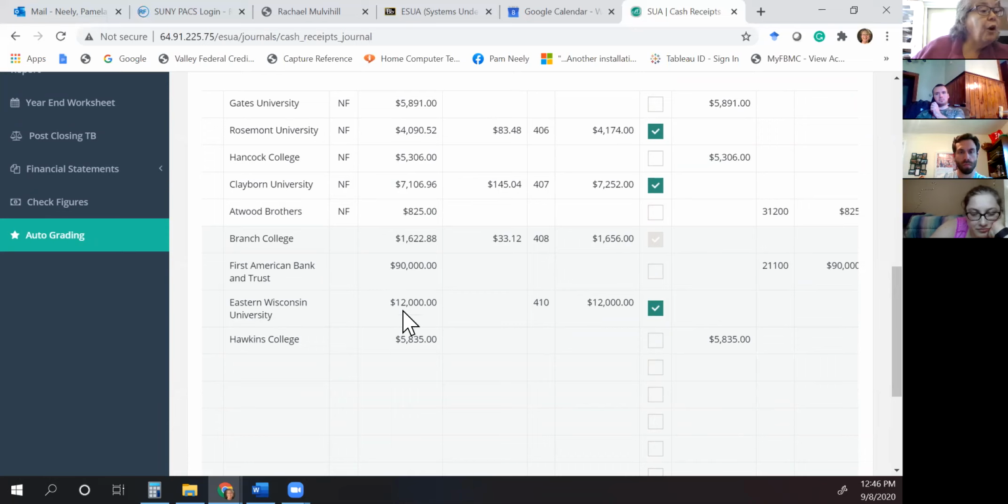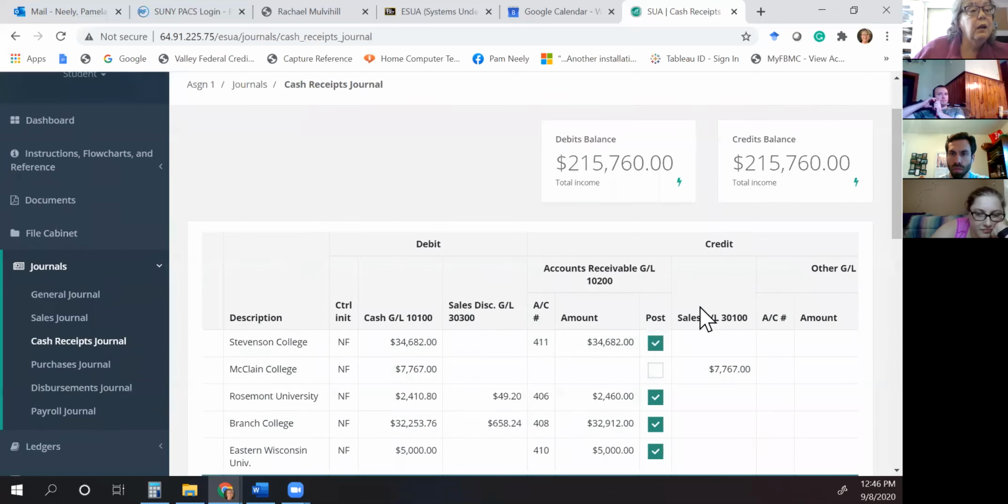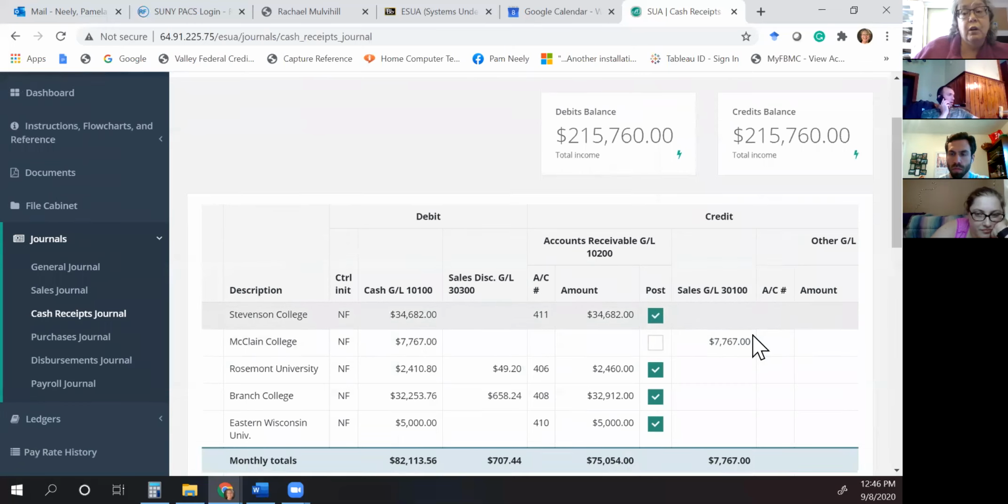Then we've got the partial payment from Eastern Wisconsin, where we got $12,000 cash, that goes in the cash column, and $12,000 payment down on accounts receivable. And this was one that messed up a lot of people. The Hawkins College cash sale, people were putting it in the accounts receivable column. It should be under sales because it's a cash sale.